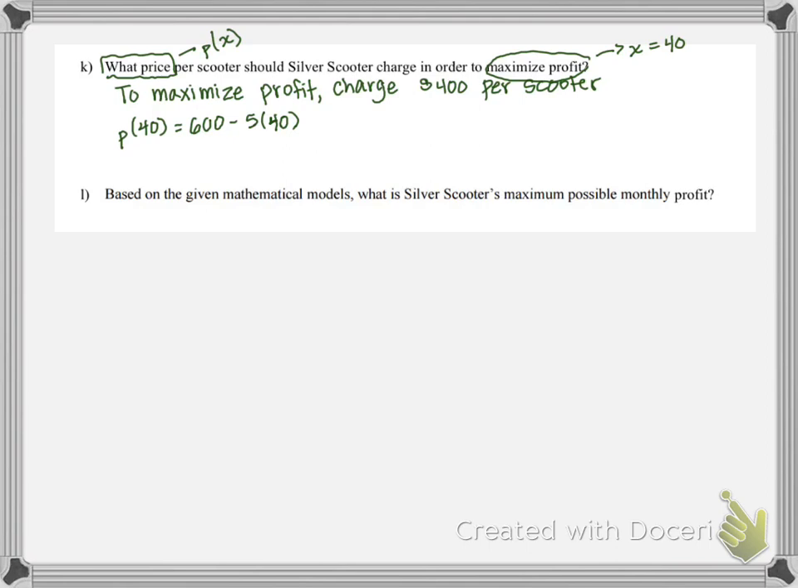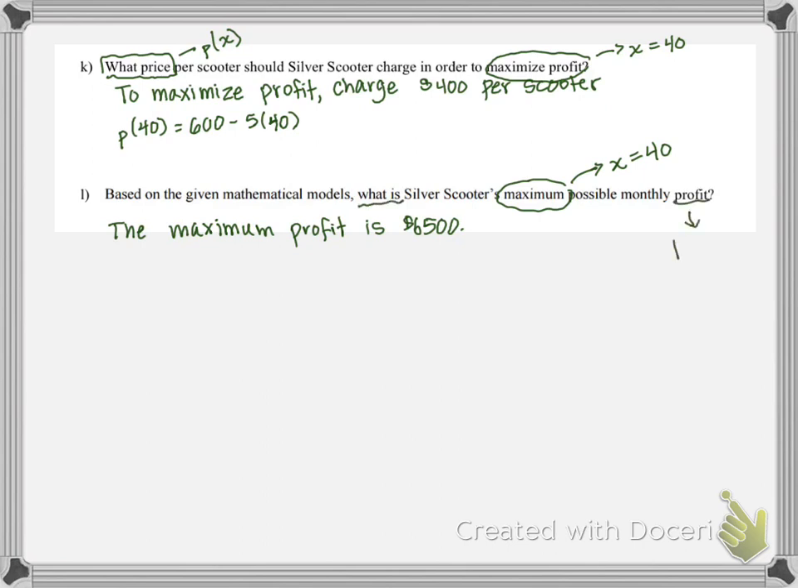Lily, what'd you get for profit? 6,500. The maximum profit is 6,500. And again, we see that we're maximizing profit. So as soon as I see that, I know my X value has to be 40. And then it asks me what the profit is. So what is profit? That's what tells me to use my profit function, uppercase P of X. So we plug 40 into our profit function. We should get 6,500. Is that good?